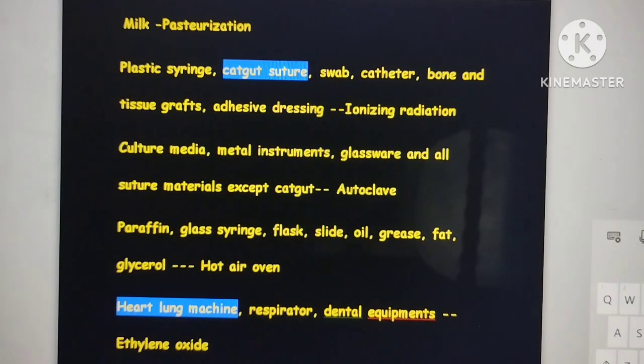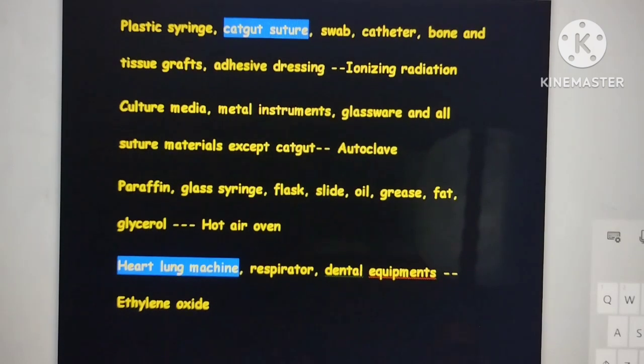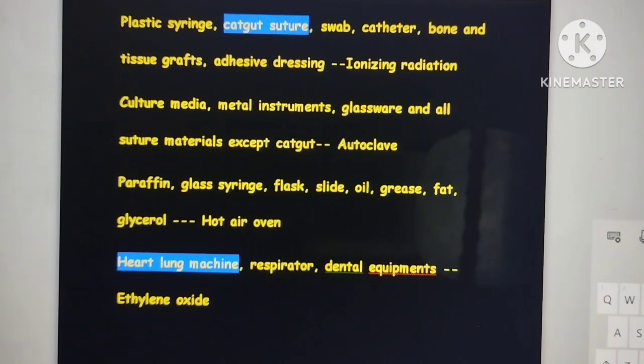So friends, again this. The heart lung machine, respirator and dental equipment are sterilized by ethylene oxide, and the heart lung machine has been asked repeatedly. Okay.